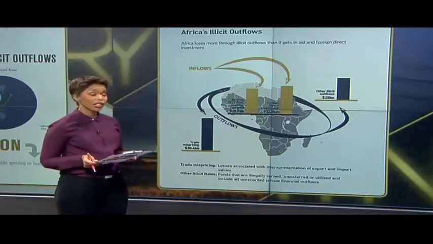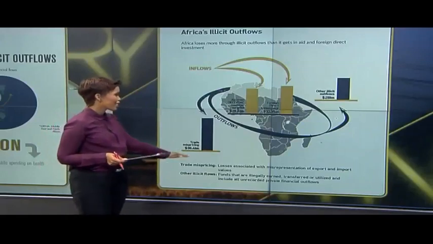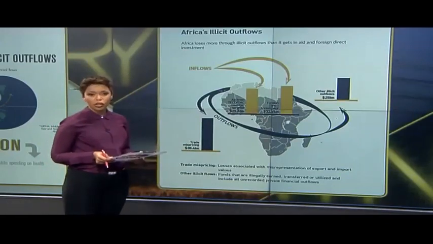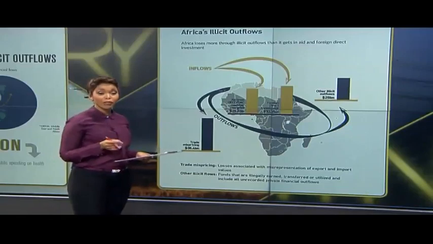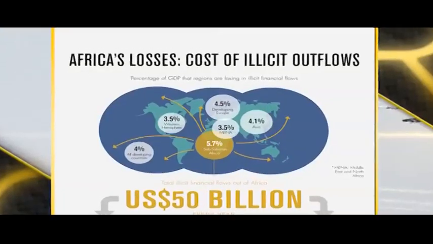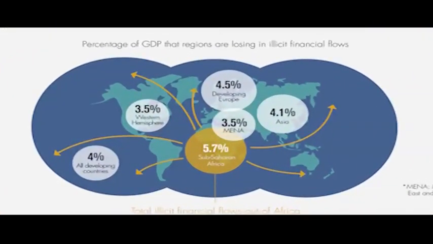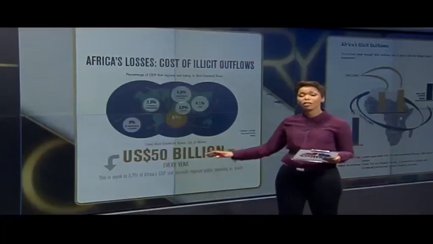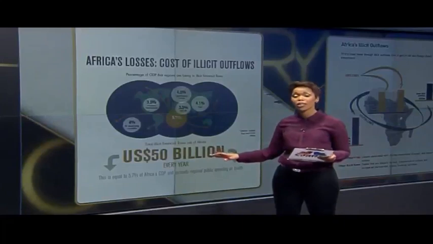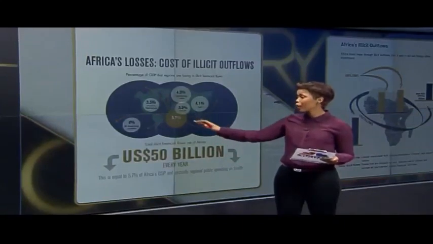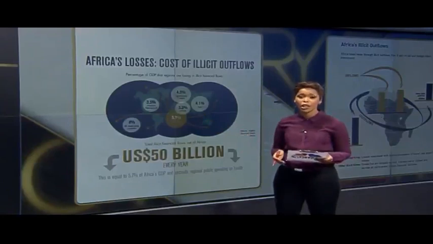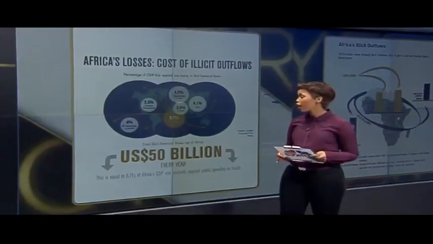Another interesting finding on this infographic is that trade mispricing is the biggest contributor to outflows on the continent. Let's take a look at what this looks like from a regional perspective. Regionally, sub-Saharan Africa sits at 5.7% compared to other regions in the world. We see that we are higher than Asia, which sits at 4.1%, higher than all other developing countries at 4%. And this 5.7 figure actually amounts to a loss of 50 billion US dollars each and every year. So as we can see, sub-Saharan Africa is the biggest culprit when it comes to illicit trade outflows globally.